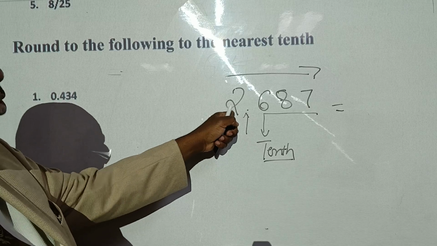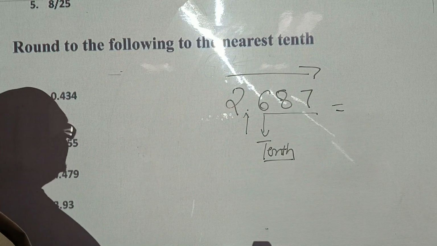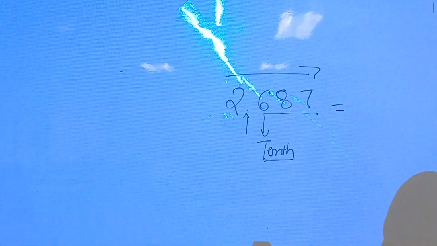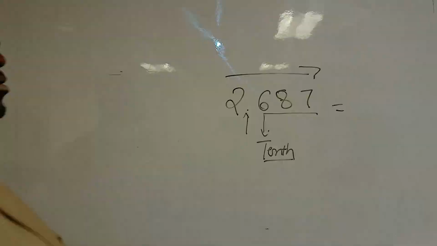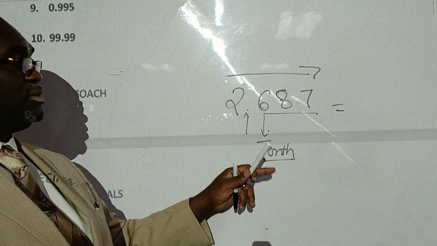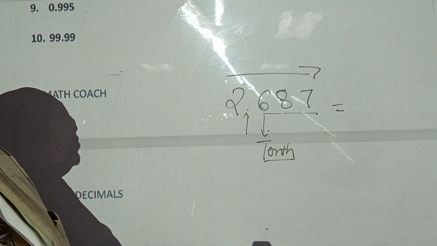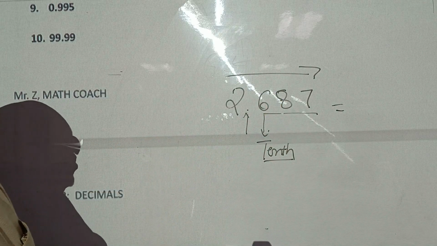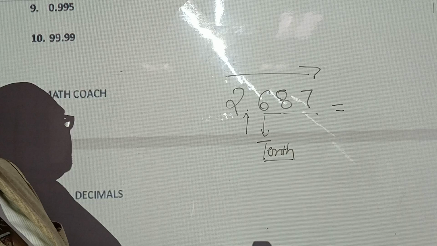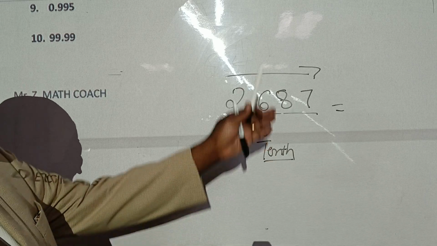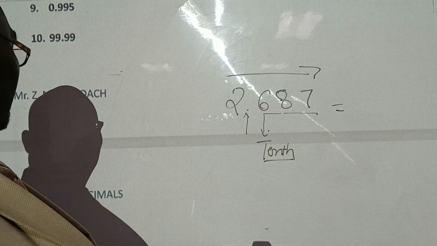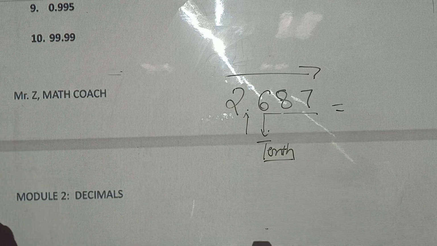Right there, 2. Now, after the decimal point, what you got? The first number that comes after the decimal, we call that the what? The tenth. Don't forget, we call that the tenth. Now the second number, the second place, we call that the hundredth. And then the third place, we call that the thousandth, and so on. All right?